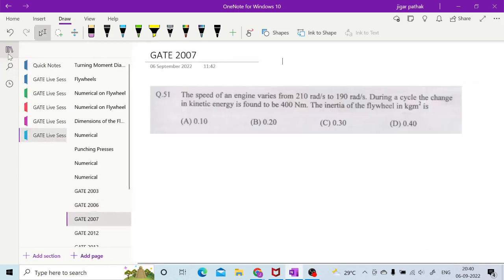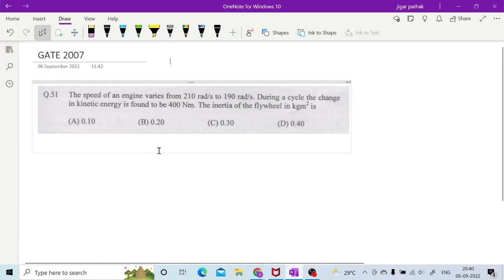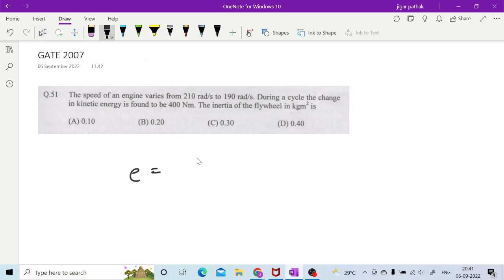Okay, next is this one. The speed of an engine varies from 210 radian per second to 190 radian per second during a cycle. The change in kinetic energy is found to be 400 Newton meter. Find the inertia of the flywheel. You can calculate this, right? Because E is equal to 1/2 I omega 1 square minus 1/2 I omega 2 square. Very simple. Quickly calculate and tell me.